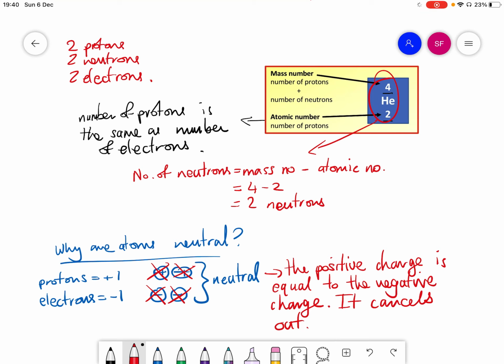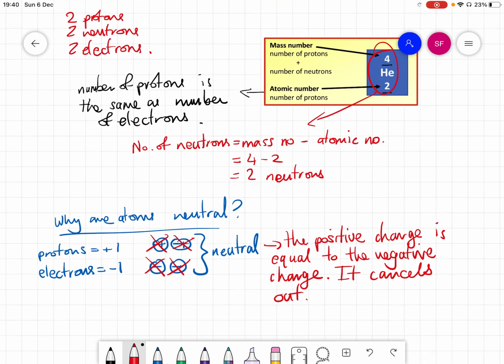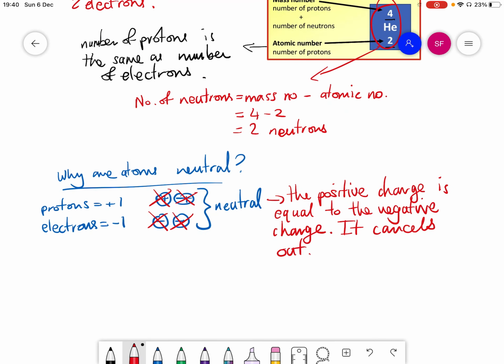Our mass number is the total number of protons and neutrons, and our atomic number is the number of protons. So we can use our atomic number and our mass number to work out how many neutrons we have. Atoms on our periodic table are neutral overall because the positive charges are equal to the negative charges and they cancel out.